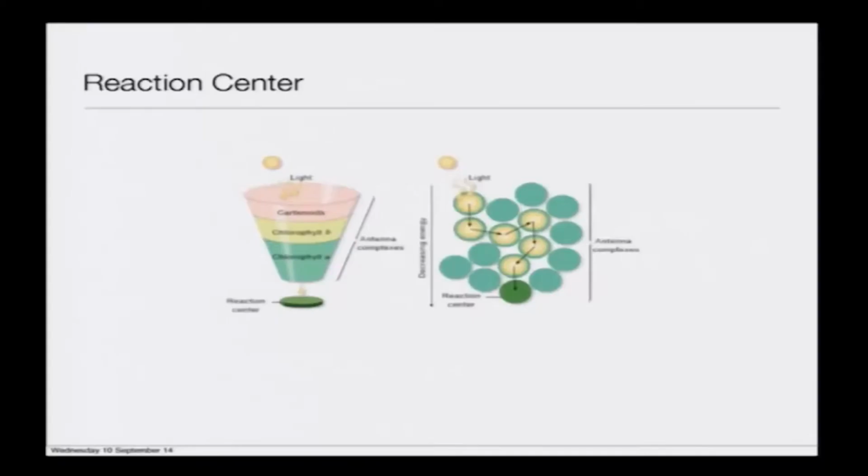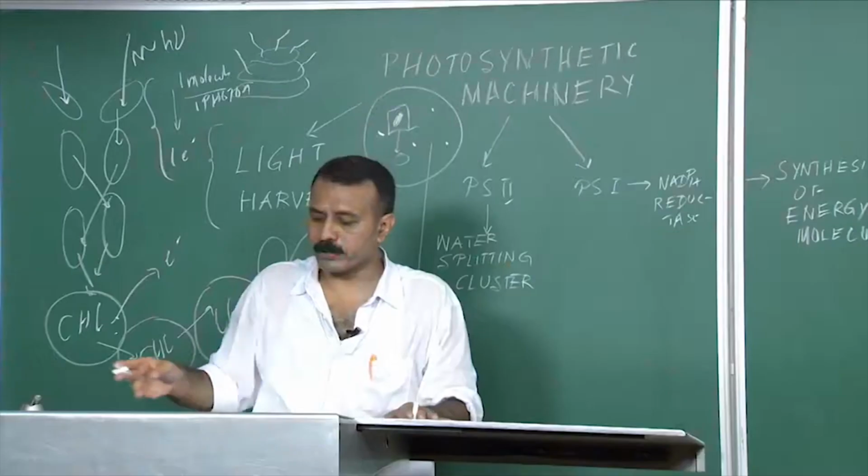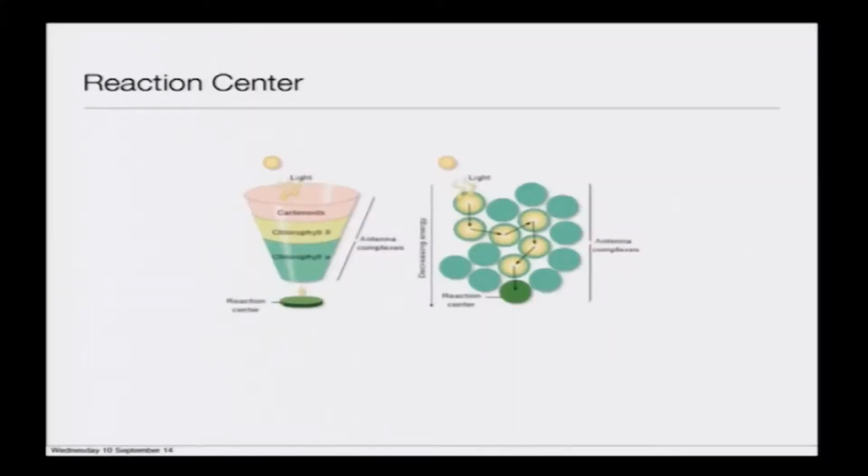Now, I put a picture on the slide side by side. So, light is there, carotenoids, chlorophyll B, chlorophyll A, and the light reaches the reaction center. At the reaction center, now what is happening at the molecular level, as I have already told you, there is a motion of this in the antenna complex. So, at the reaction center, the reaction is getting initiated.